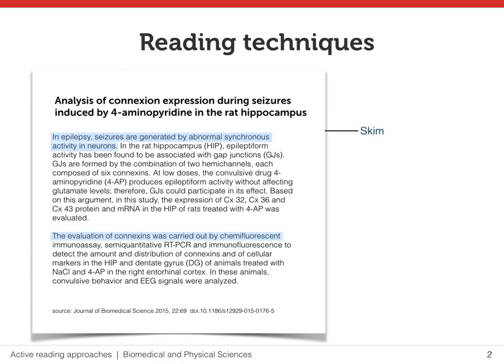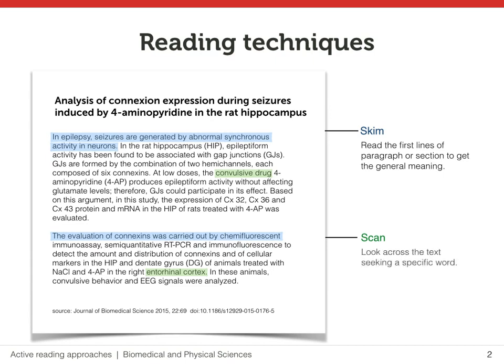You need to learn to skim and scan for the information you really need, and this means that you need to know what you're looking for from your course objectives. Skimming means reading the first sentence in each paragraph or section, and scanning means looking for the specific word that you need on the page.